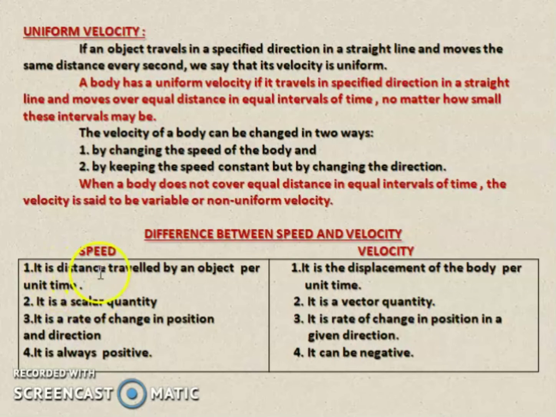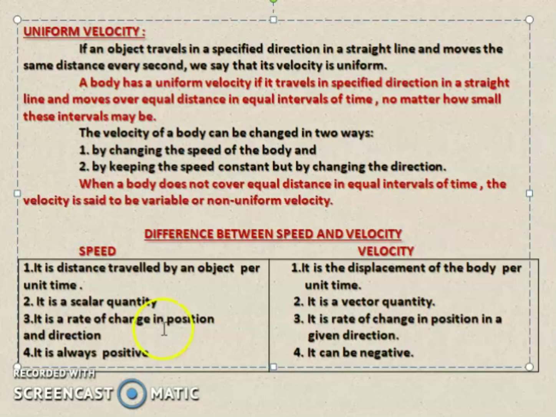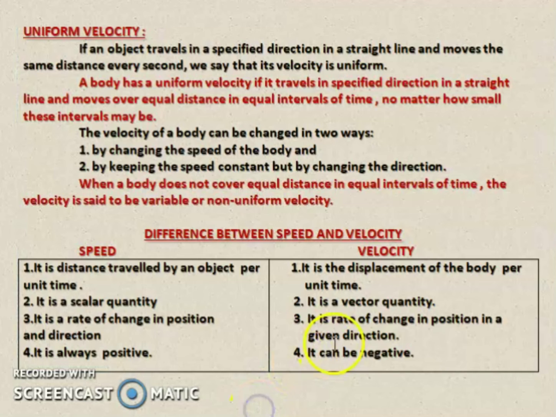Difference between speed and velocity. Speed is the distance traveled by an object per unit time. Velocity is the displacement of an object per unit time. Speed is a scalar quantity. Velocity is a vector quantity. Speed is the rate of change in position and its direction. Velocity is the rate of change in position in a given direction. Speed is always positive. Velocity can be negative.